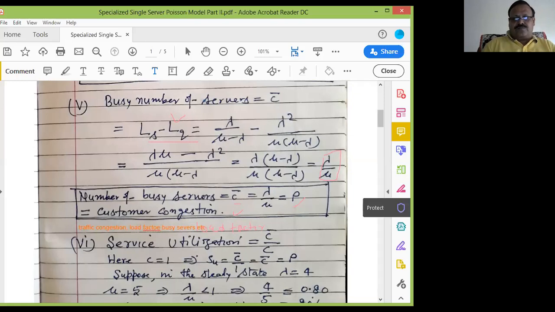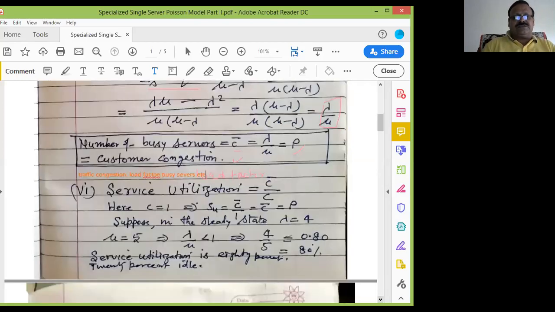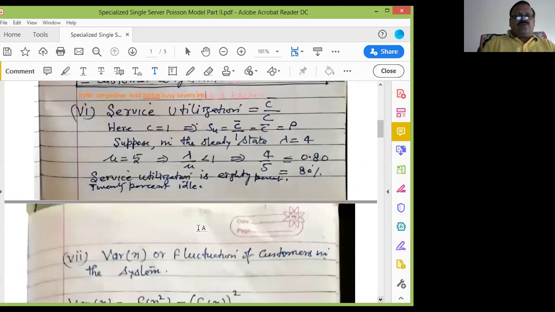Now, the next one is service utilization. Look here, in the service utilization, the formula is C bar upon C. Here C is equal to 1, the number of servers is 1. So the service utilization is equal to C bar upon 1, and C bar upon 1 means rho. Meaning thereby, in the steady state, we are talking about the steady state, because all derivations are computed in the steady state.